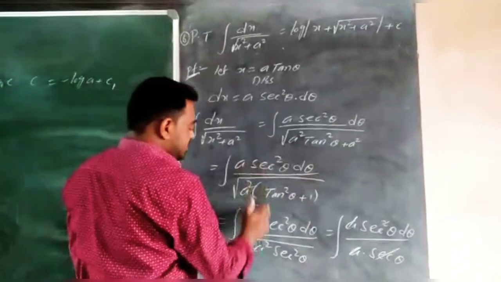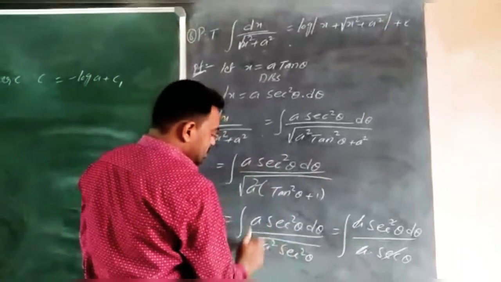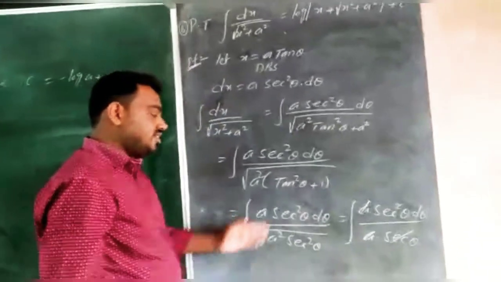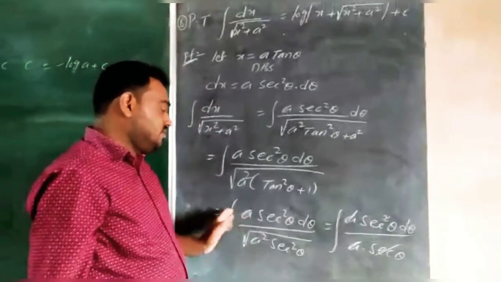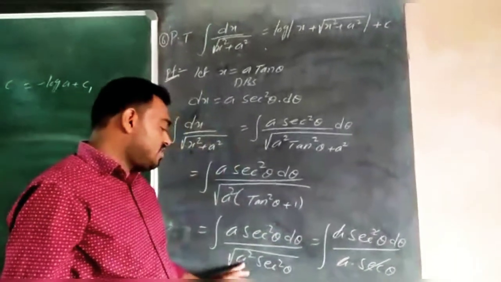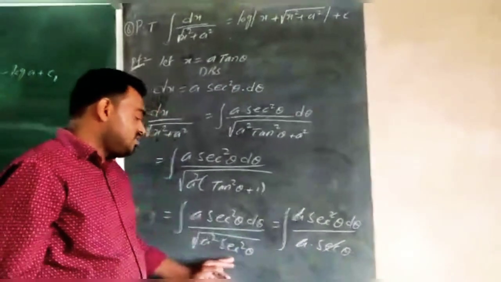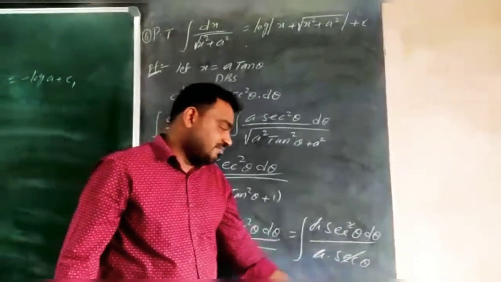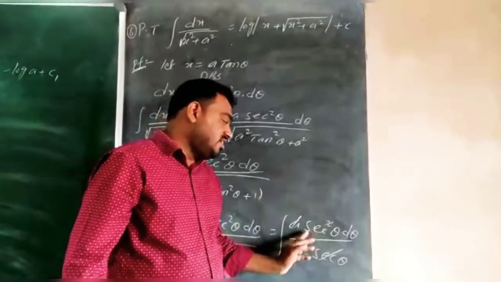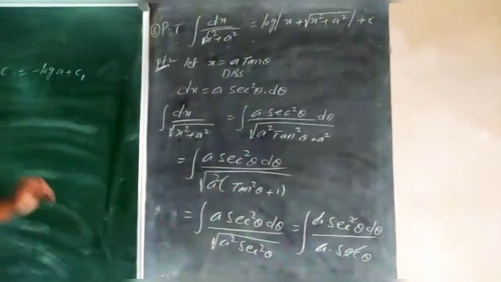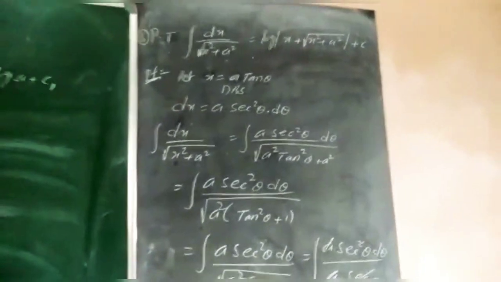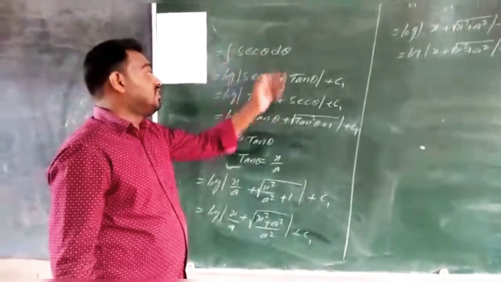The numerator is as it is. In the denominator, square root of a square, and 1 plus tan square theta is equal to secant square theta from the trigonometric identities. The denominator square root of a square is a, and square root of secant square theta is secant theta. So a gets cancelled, secant theta gets cancelled. What remains is the integration of secant theta d theta.